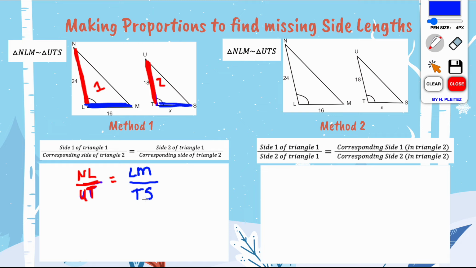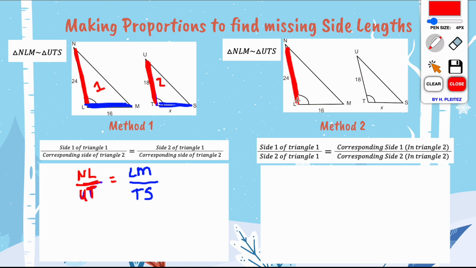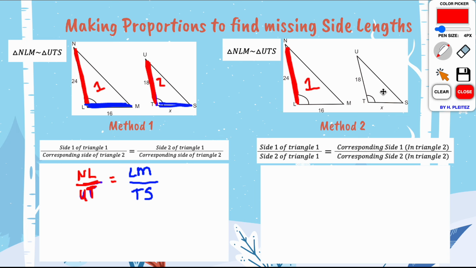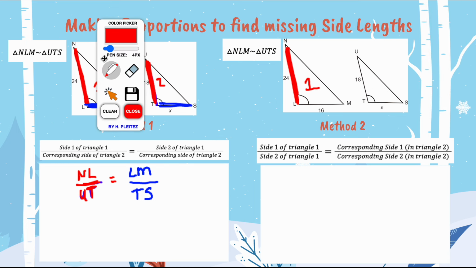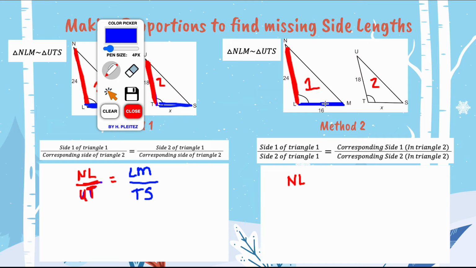And then in the denominator, we're picking that corresponding side in the second triangle, which is TS. Now in method 2, we're still starting with our first side of triangle 1. So we're still going to start by writing NL. But instead of shifting gears, instead of moving over to triangle 2 in our denominator, method 2 just involves we put the second side that we're using of triangle 1.